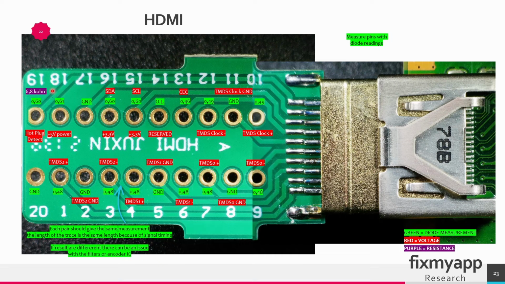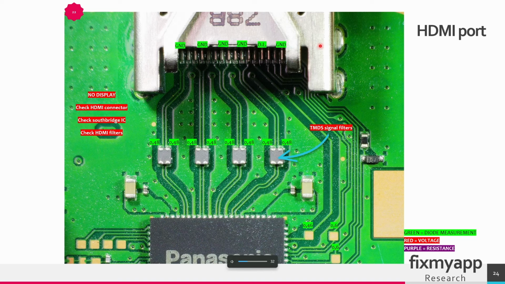When the resistance values and the diode measurements are okay, then you can assume that this HDMI port is okay. Again, this is the HDMI port. These are the ground pins. This is an open line, so this is not connected. This is also a ground pin.